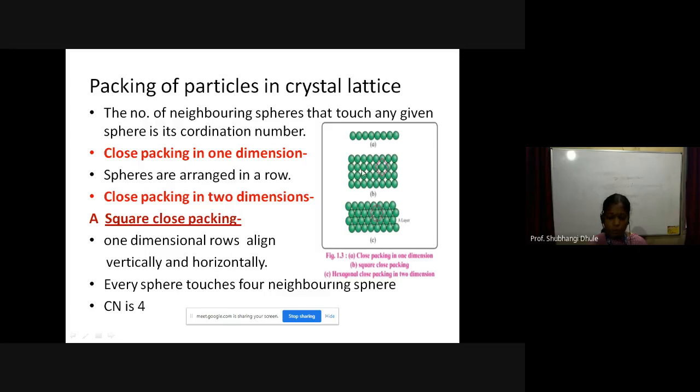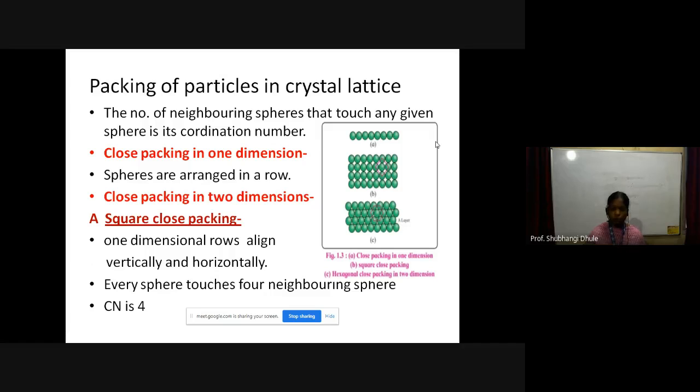Now this two-dimensional packing takes place in two ways. The first is from image B, and the second is from image C. The first way for two dimensions is square close packing. In square close packing, the one-dimensional rows are aligned vertically and horizontally.